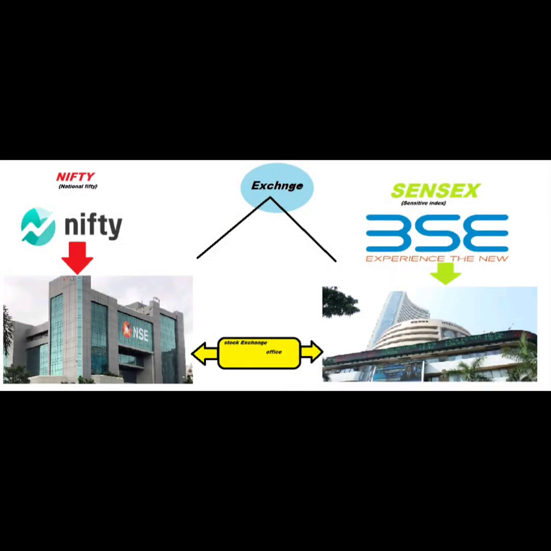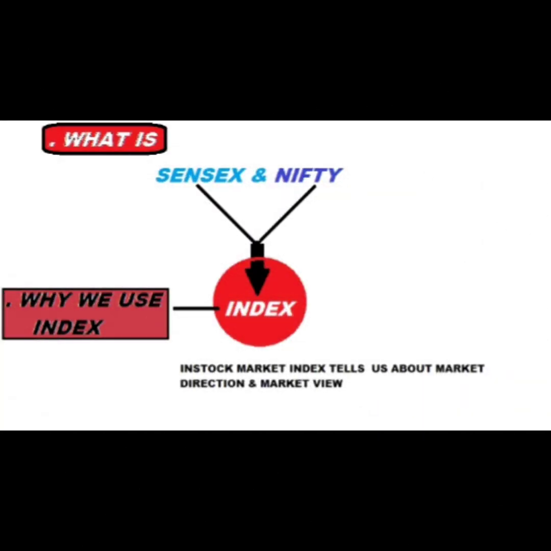And here there are two indices. One is under BSE, that is Sensex. The full form of Sensex is Sensitive Index, and one more index is under NSE, that is Nifty. The full form of Nifty is National 50. Now we will see how these indices are made, what the procedure to make them is, and what benefit we will get from this.